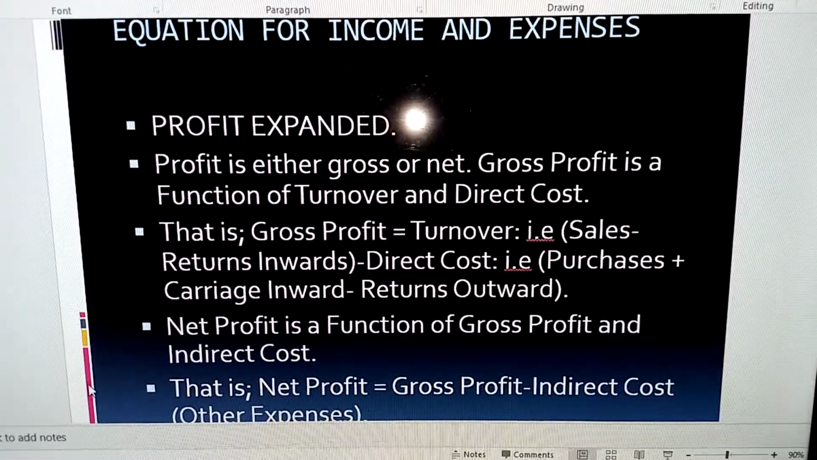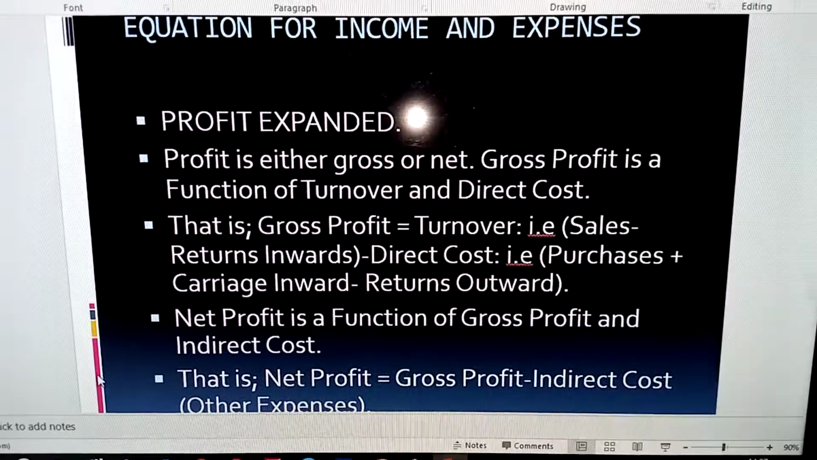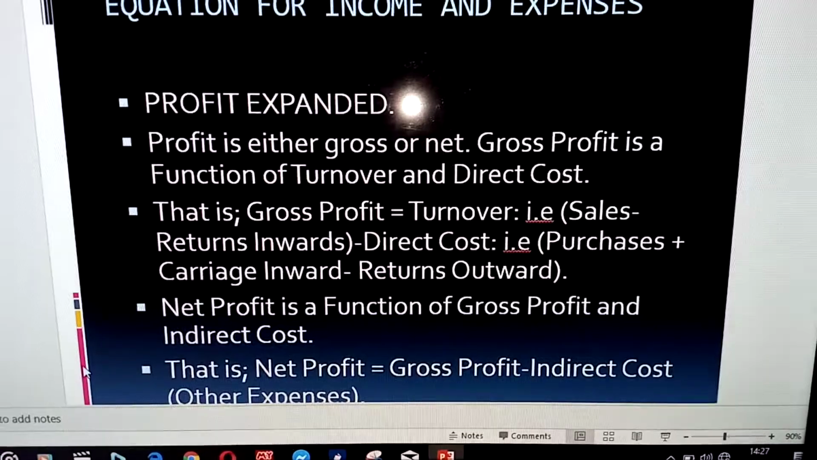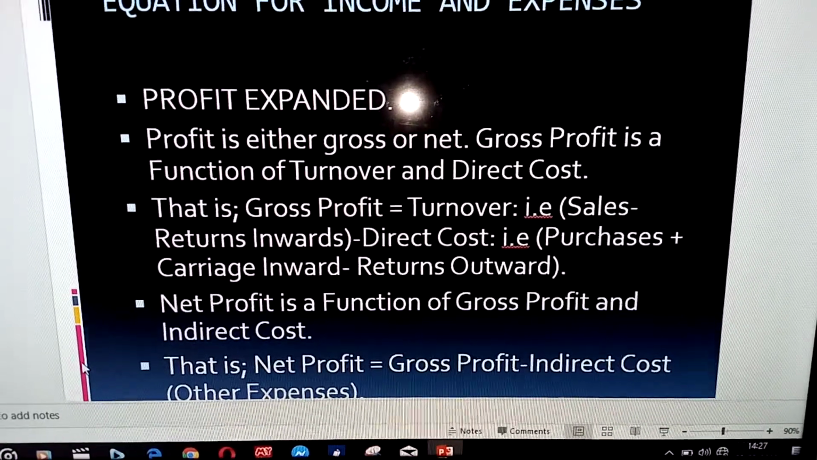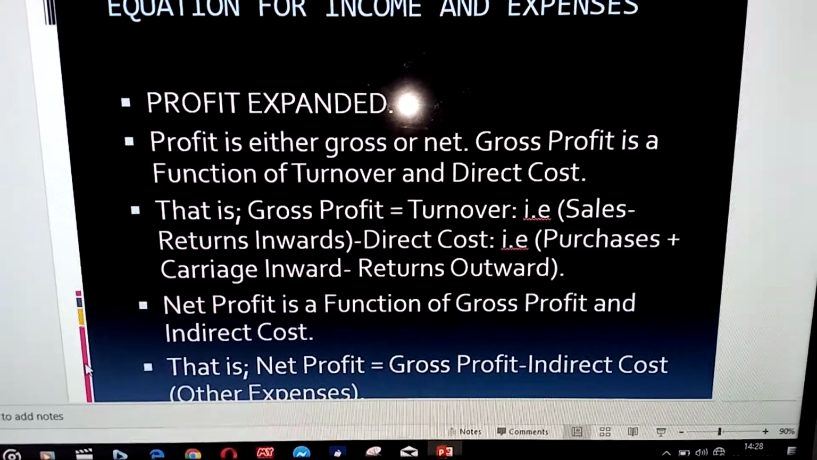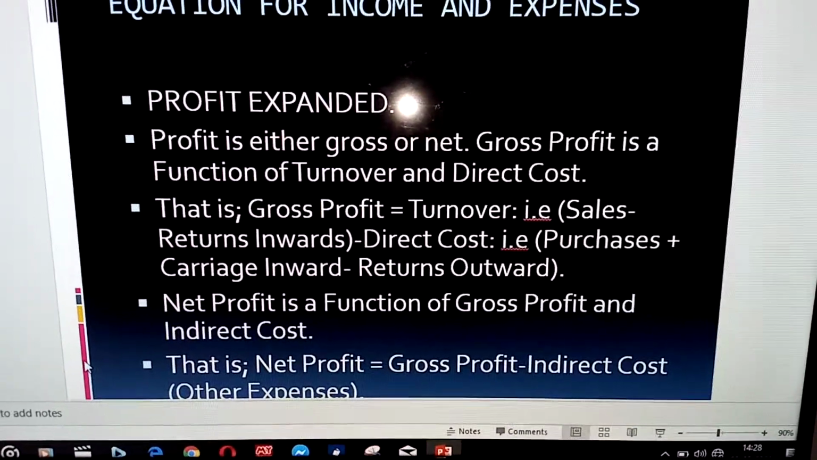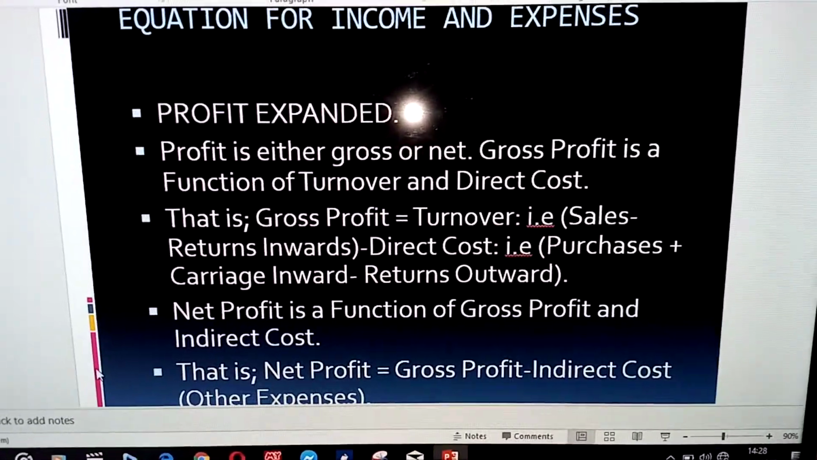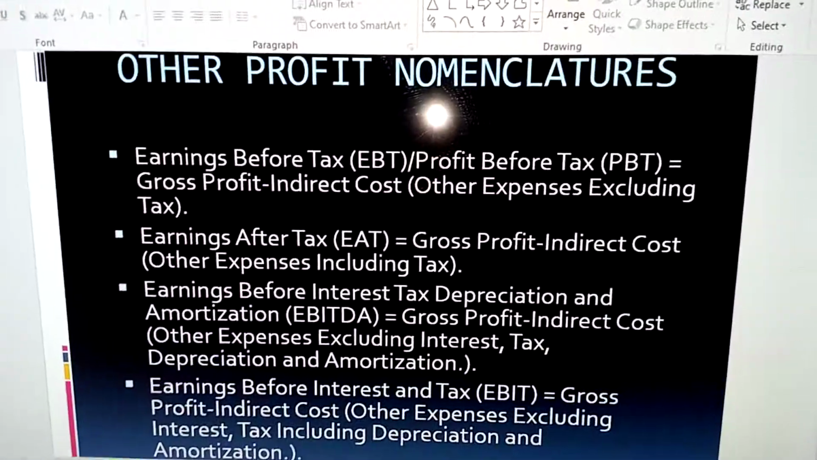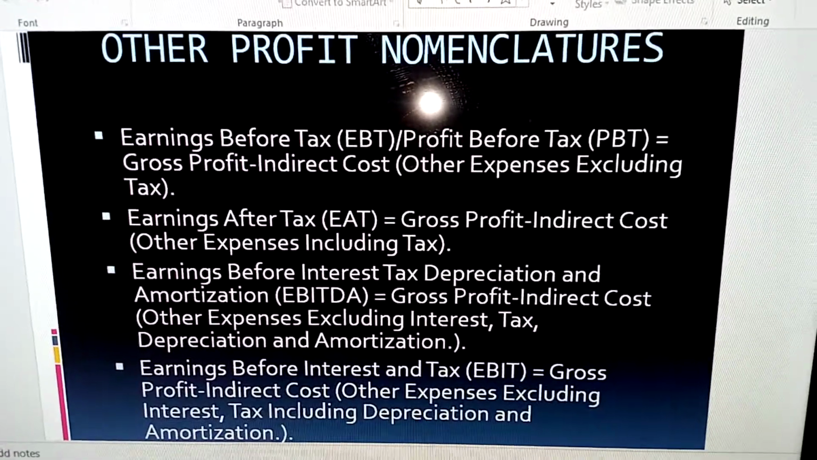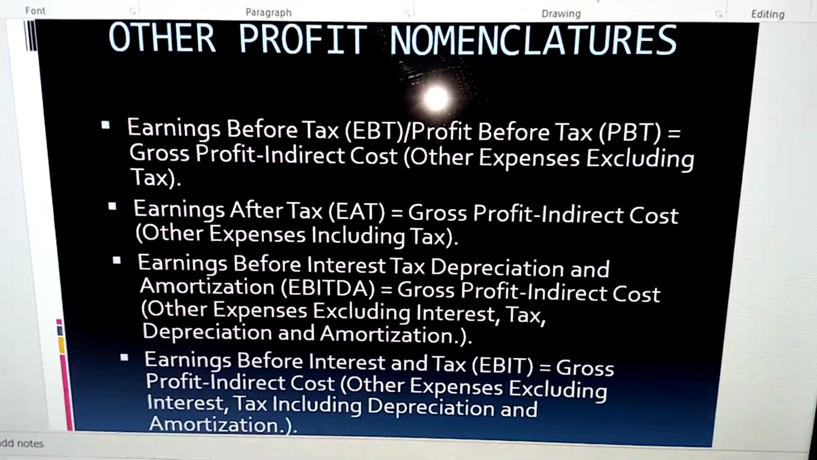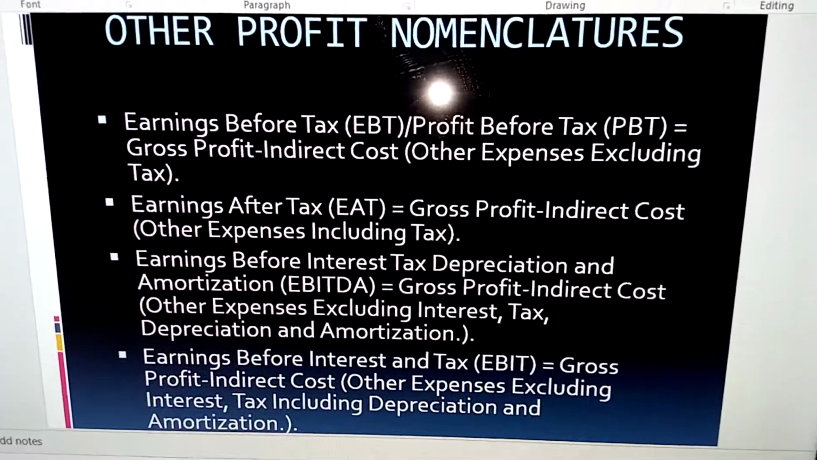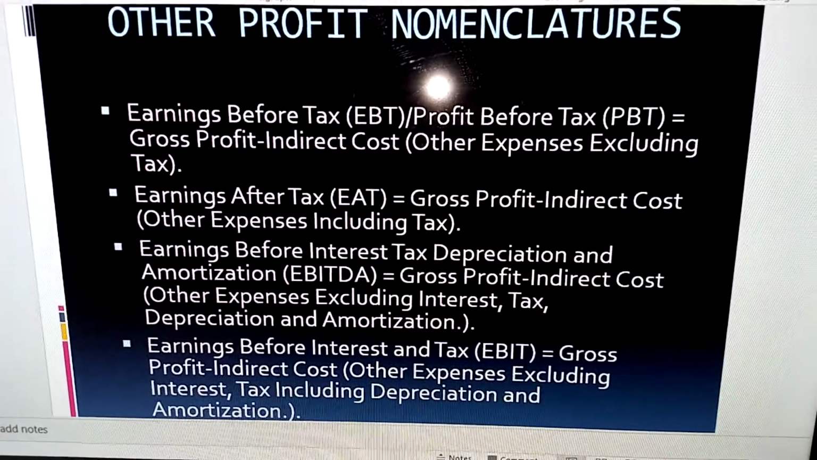So gross profit and net profit is an expansion of profit. So the gross profit equation is your turnover, which has an expansion, minus your direct cost, which has an expansion. Your net profit equation is your gross profit minus your indirect cost. Now, aside from the established expansion of profit to gross profit and net profit, there are other nomenclatures or taxonomies of profits, depending on what?